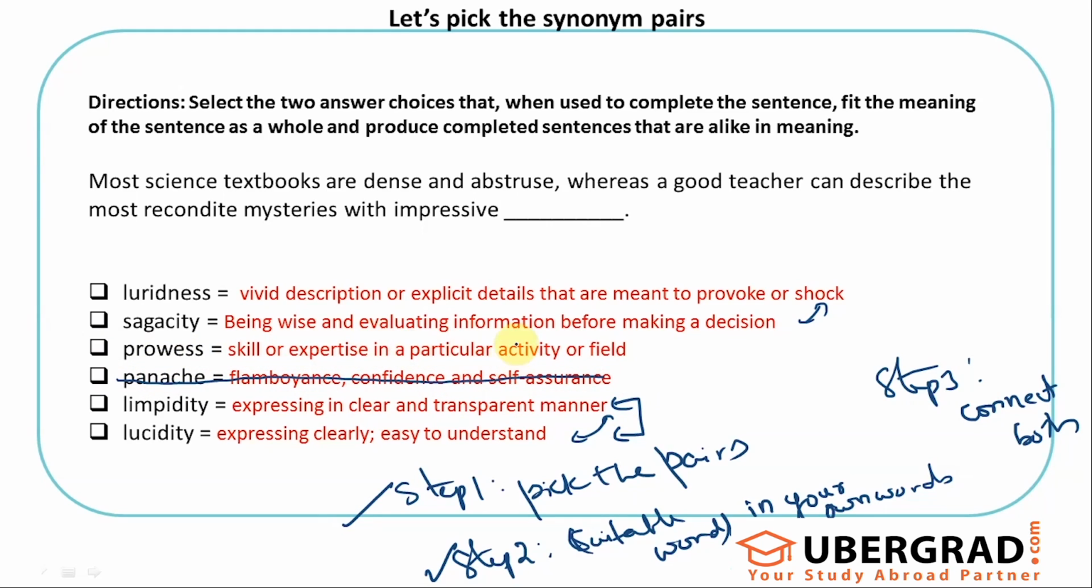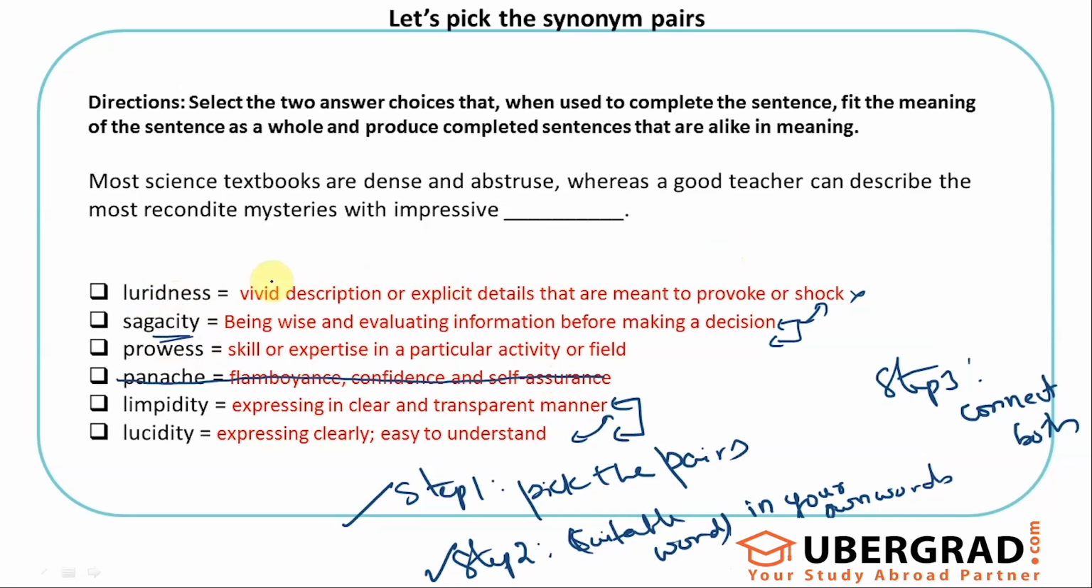Prowess, a skill or expertise in a particular activity or field, I don't see it being related to this part. Being wise and evaluating information is not really fitting over here, but you do have contextual usage of sagacity with prowess as well. Sometimes we might see this. So I wouldn't ideally pick this, but if I am forced to pick a pair, I would pick it. Otherwise I would confidently not see that as a pair. There are some instances where this word would also be used to explain the skill or ability of someone. So maybe we can have that.